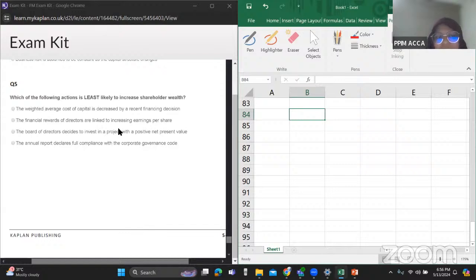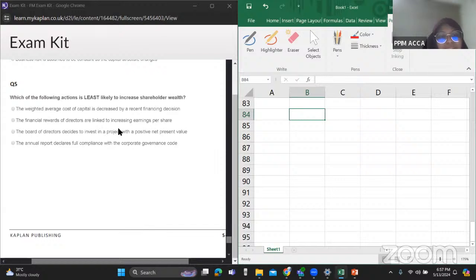So based on elimination itself, I can see that the answer is B. So what are they saying there? They're saying we are giving directors financial rewards, linking it to an increasing earnings per share. So if you're going to give your directors a bonus based on the earnings figure, what will they do?